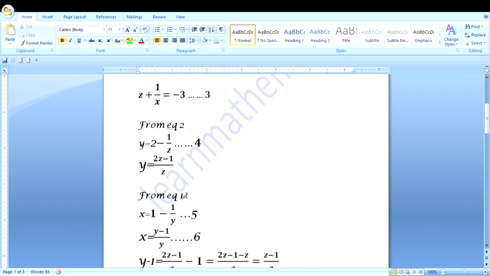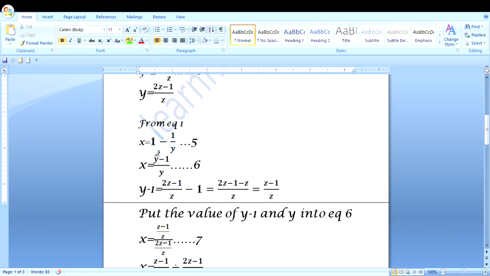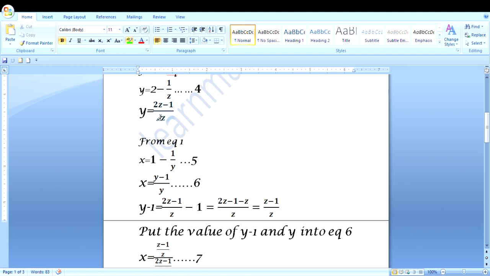So from equation 1, we could also say that x is equal to, we can move 1 over y to the right hand side. This becomes x equals 1 minus 1 over y. Then we can also simplify using the principle of fractions. This becomes x is equal to y minus 1 over y. What we need to do first is find an expression that will help us to simplify y minus 1, because y is equal to 2z minus 1 all over z.